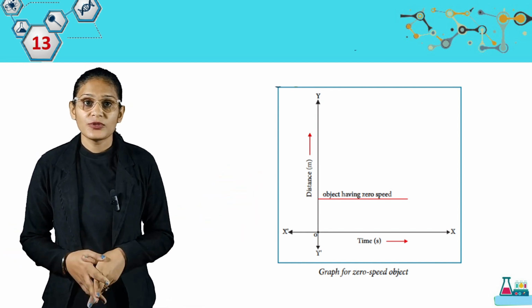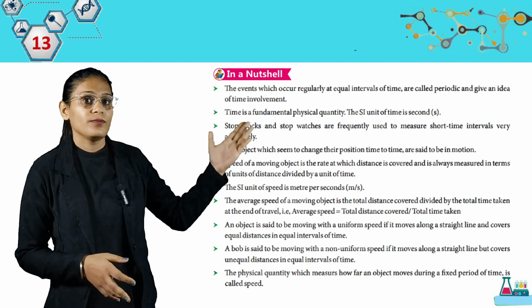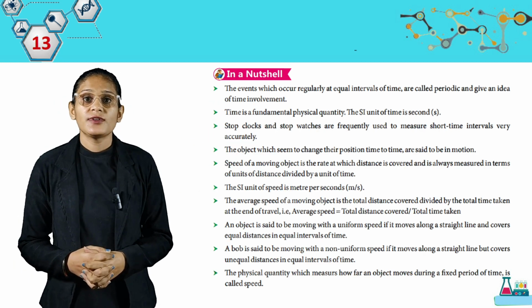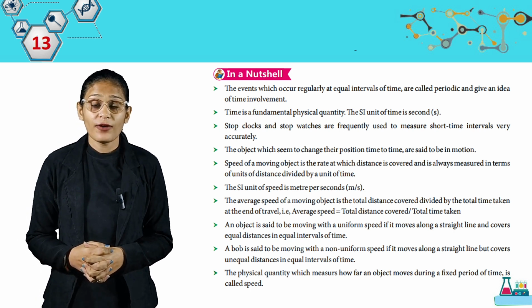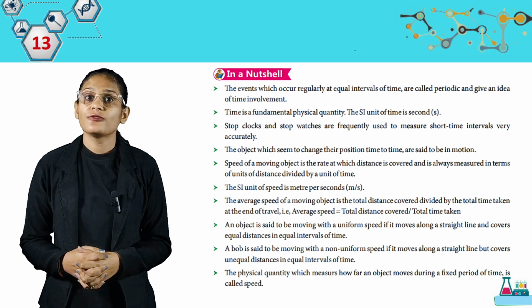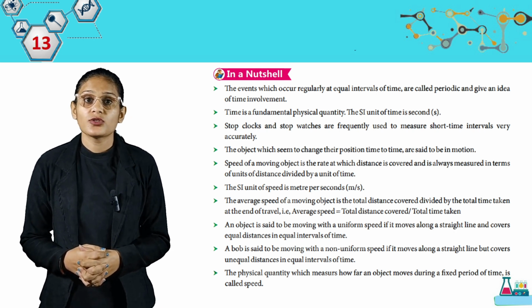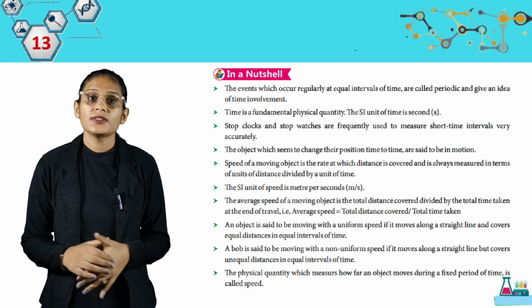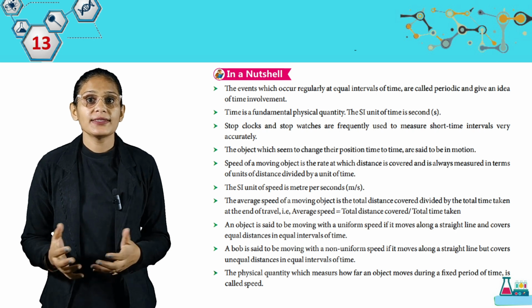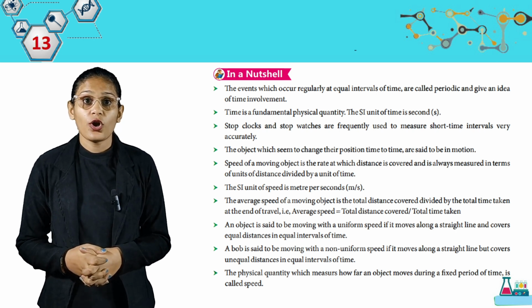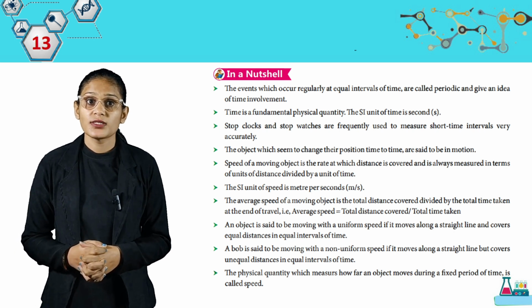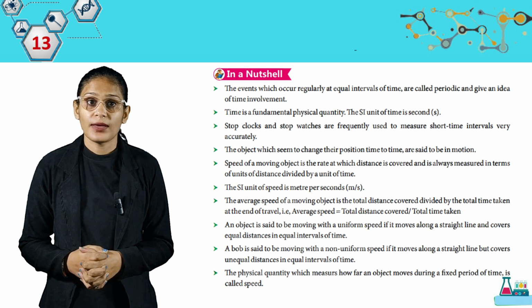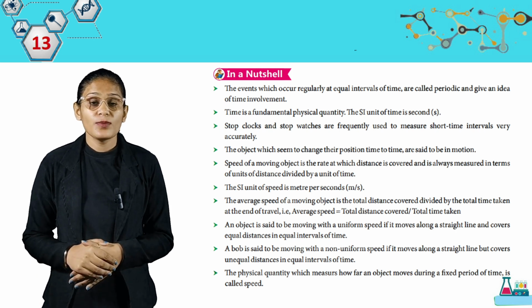Now what we learn in this chapter, we are going to discuss in a nutshell. The events which occur regularly at equal intervals of time are called periodic and give an idea of time involvement. Time is a fundamental physical quantity. The SI unit of time is second. Stop clocks and stopwatches are frequently used to measure short time intervals very accurately. The objects which seem to change their position from time to time are said to be in motion. The speed of a moving object is the rate at which distance is covered and is always measured in terms of units of distance divided by a unit of time. The SI unit of speed is meter per second.